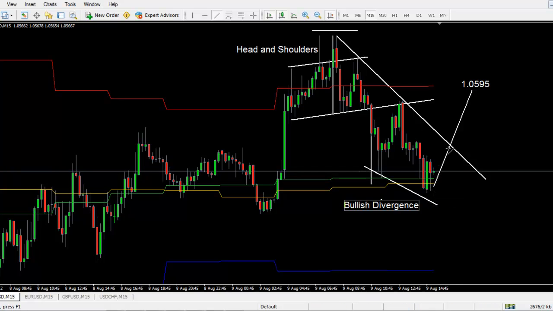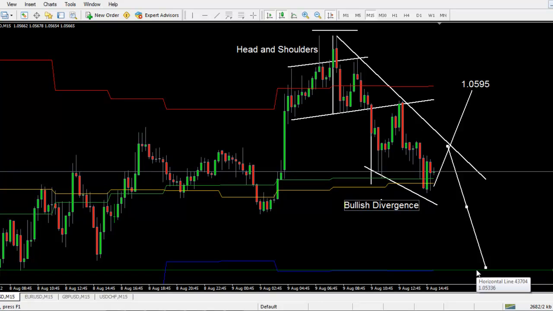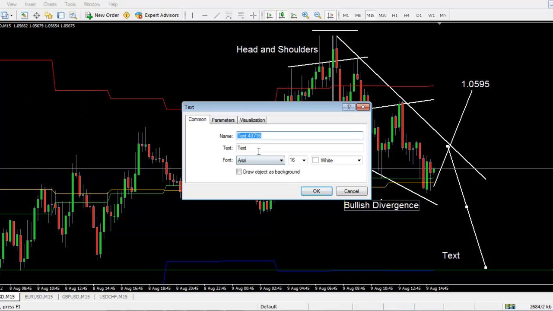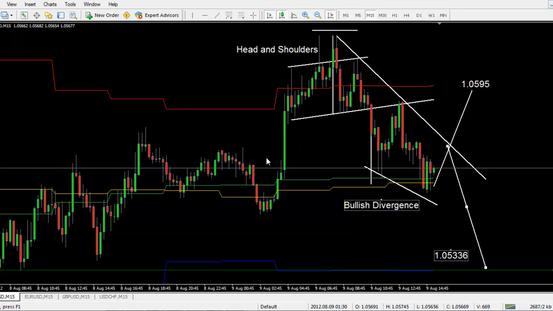Now, if we get a bounce off the trend line, if it moves up here, we could see a move back down, and it could stay right in here, or it could move down to this area right in here at 105.336. So let me put that in here, 1.05.33.6. We see a move back down to this area right here if that's what happens. If we get a bounce off of this trend line, we could see another push down.